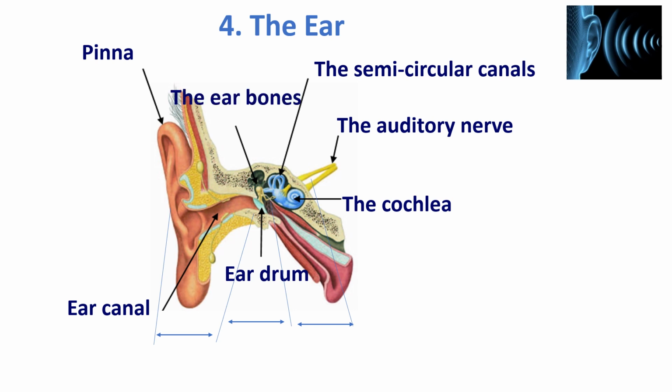If you could add to your diagram as well, the outer ear is the parts all the way to the eardrum. The bones in the middle are called the middle ear, and from then on, it's called the inner ear. If you pause this video and get those labels into your book.